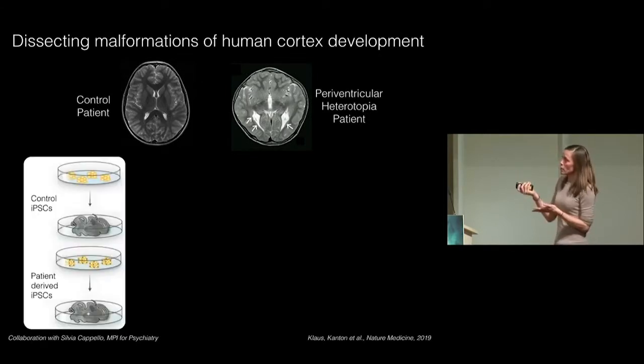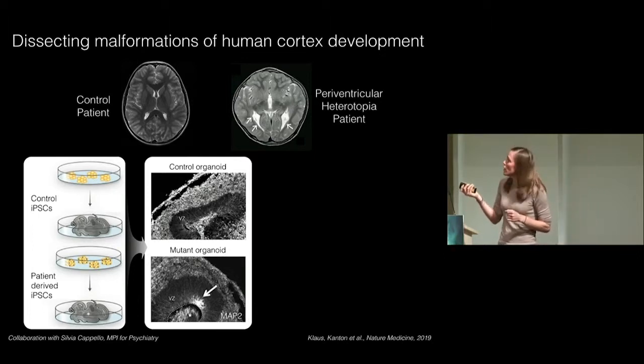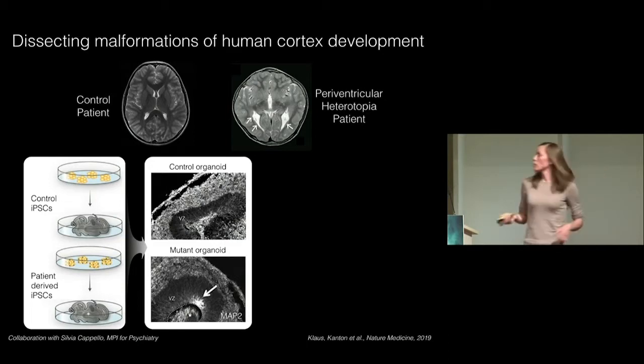And so we generated iPSCs from control cells and patients' cells. And then we were very excited, and this is in collaboration with Silvia Capello at the MPI for Psychiatry, that we actually see in the mutant, or patient-derived, organoids these nodules of neurons clustered at the ventricle. These neurons failed to migrate, whereas other neurons actually migrated in the right way. And in control organoids, we don't see this.